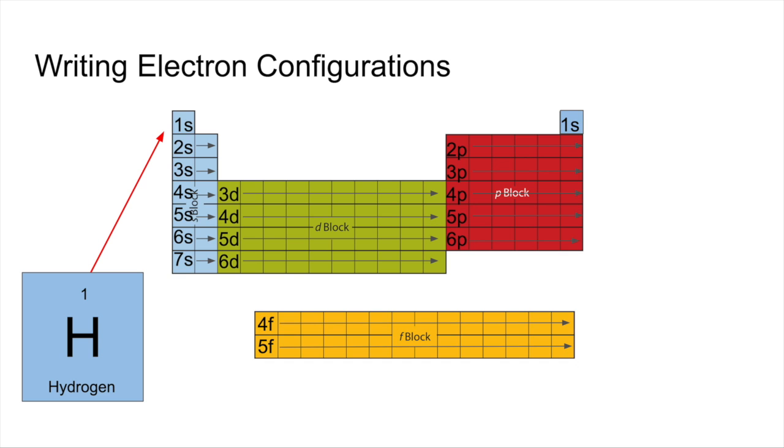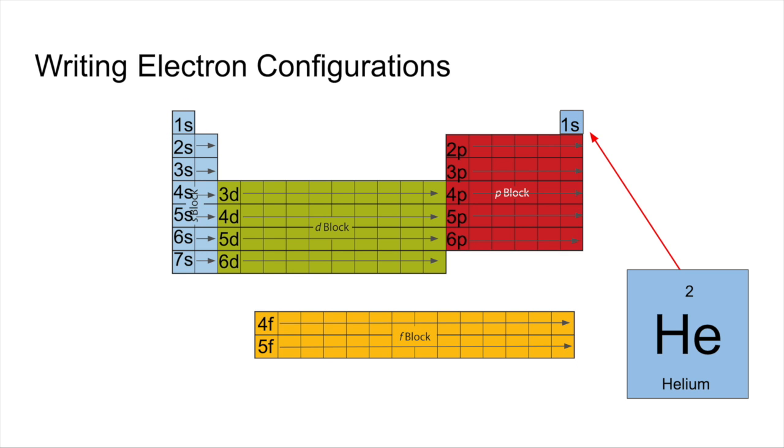We're going to start with hydrogen. Hydrogen is the first in the periodic table. It has an atomic number of 1, meaning it only has 1 electron. This 1 electron is in the first shell of the S subshell. And there's nothing before that, so the electron configuration would simply be 1s.